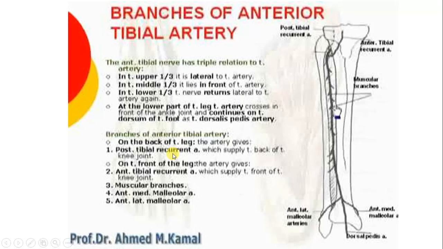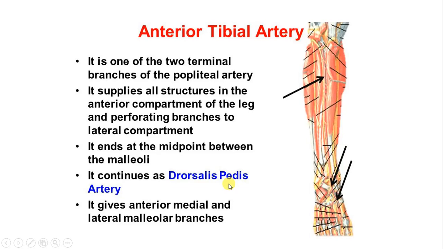Then the branches of the anterior tibial artery are given, which are the tibial recurrent, the muscular branches, and the malleolar branches. So what we see is that one of the two terminal branches of the popliteal artery is the anterior tibial artery.